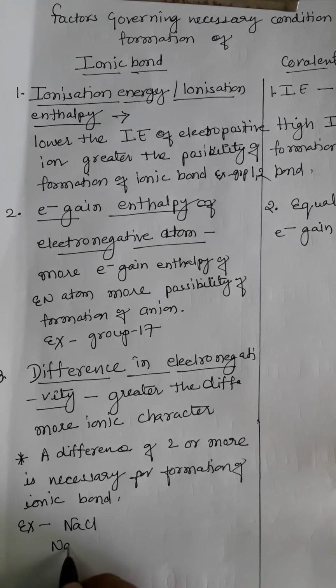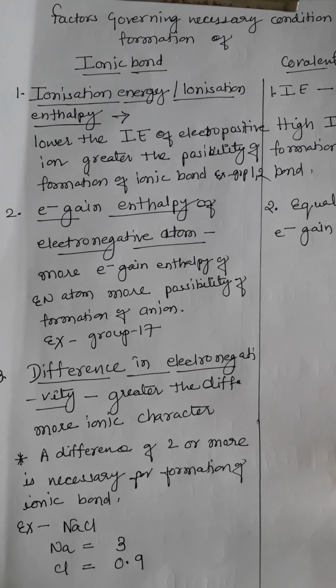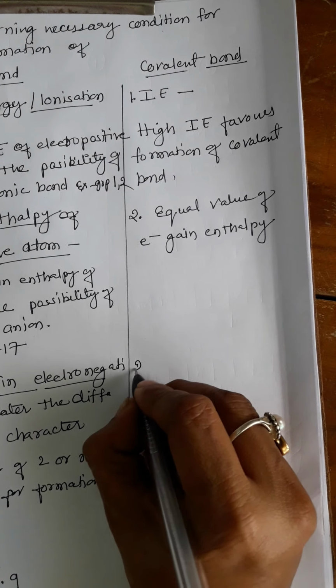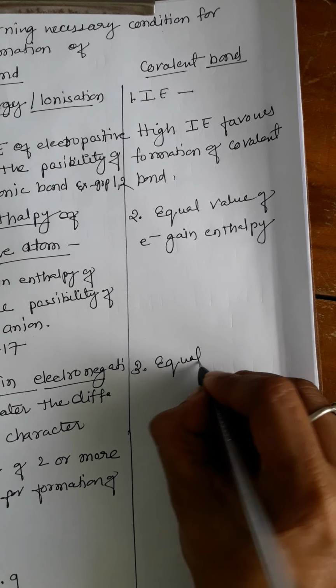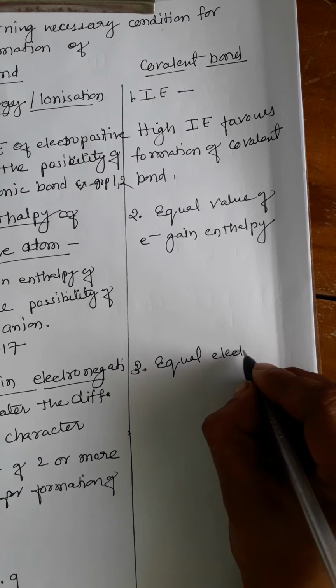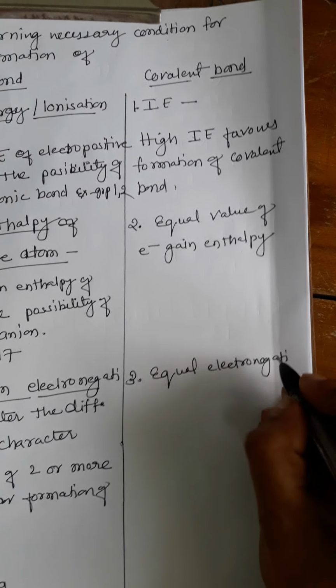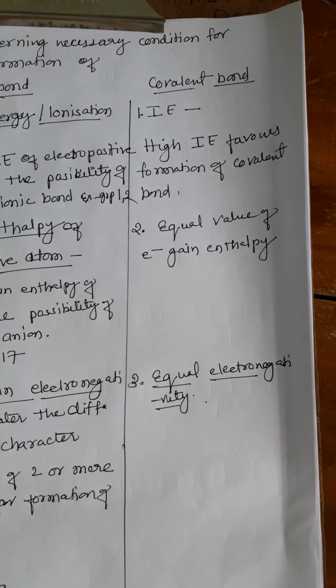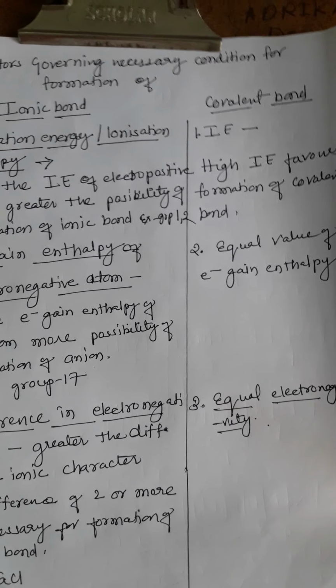Sodium has electronegativity value of 3. Chlorine has electronegativity value of 0.9. So the difference is 2.1. Therefore, it favors formation of ionic bond. Whereas in covalent bond formation, it should have equal electronegativity values. Equal electronegativity favors covalent bond formation. So these are first 3 factors which are important.